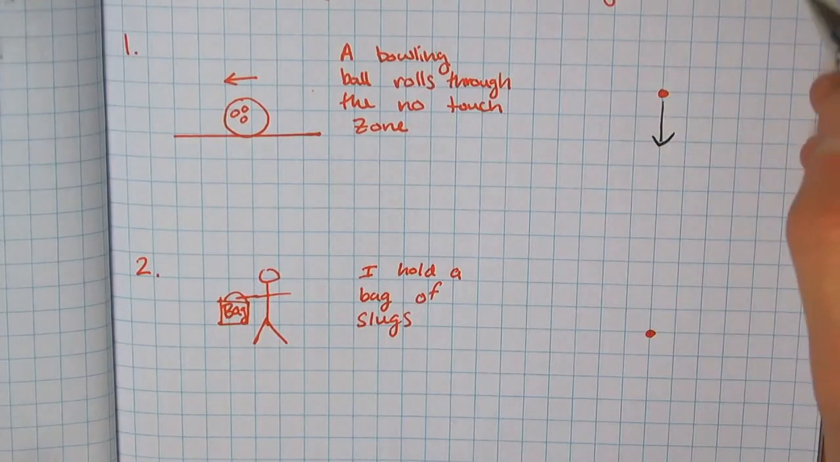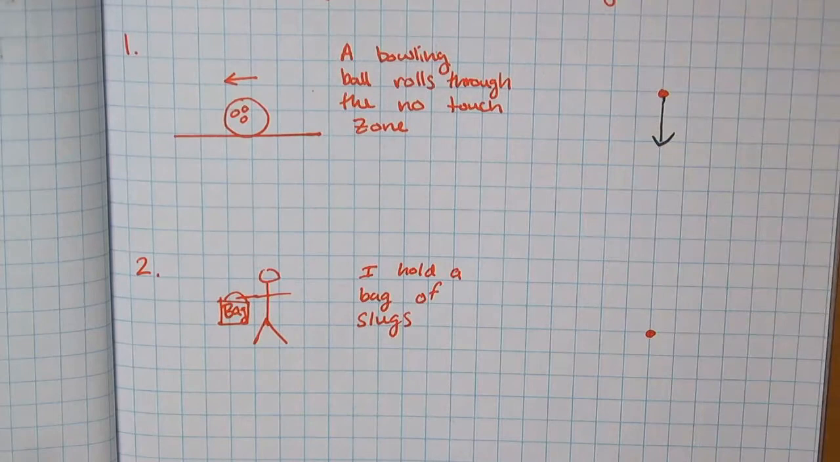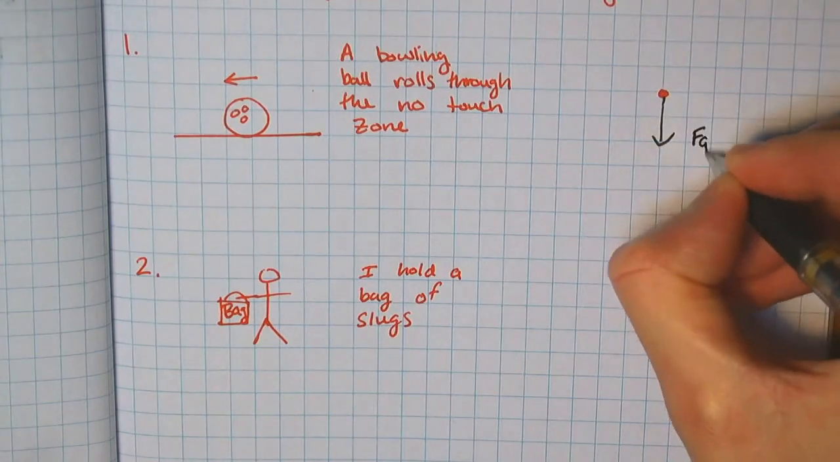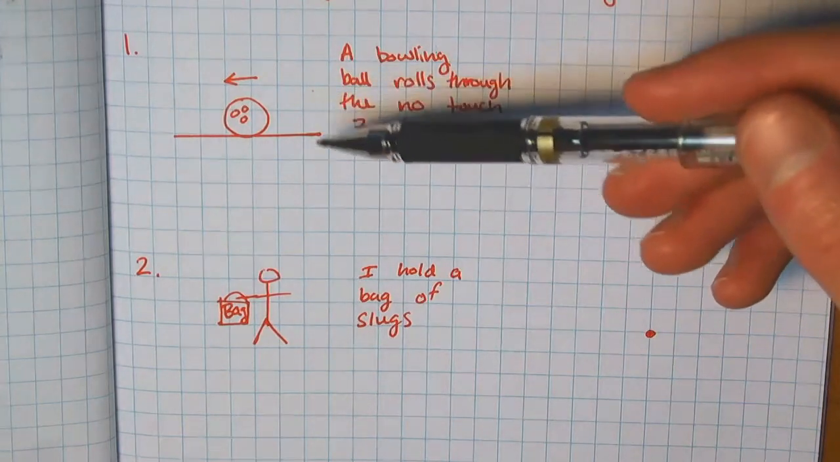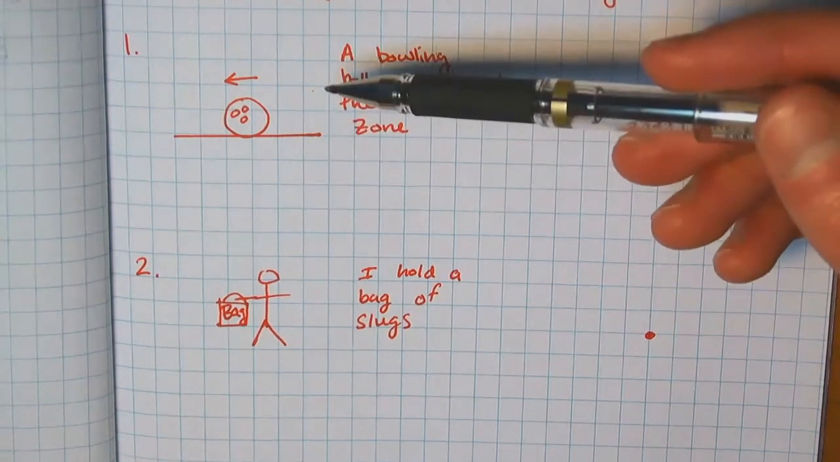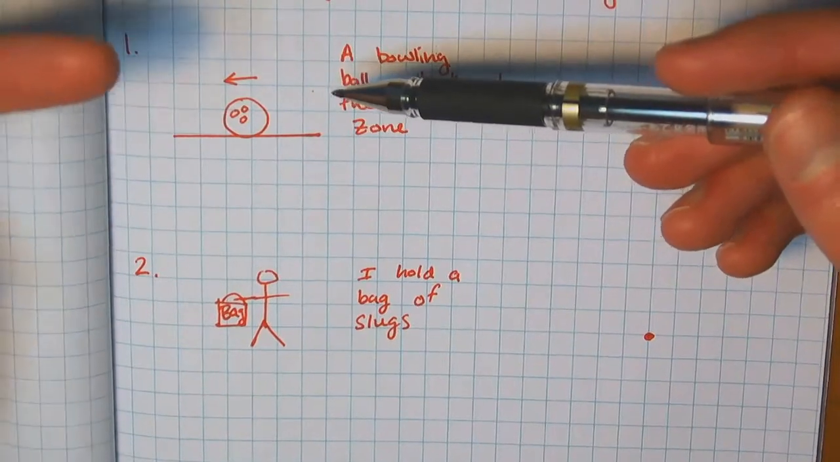Gravity is going to point straight down, Ft, and it's touching a surface, right? It's touching the ground. The ground could apply two different forces. It can apply the normal force, and it can apply the force of friction.